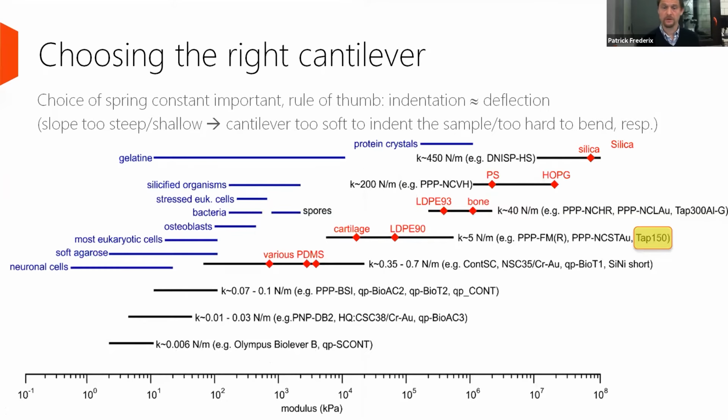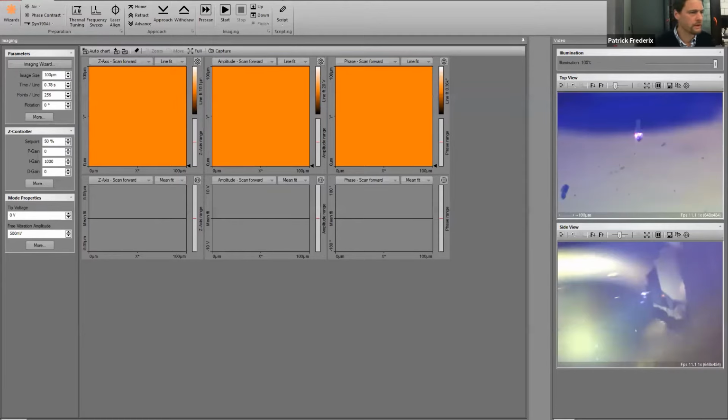Choosing the right cantilever, we know from measurements that these samples are in the 100 to 1000 kilopascal range. And for that, I decided to take a TAP 150 cantilever from Budget Sensors. So with this, I end the presentation part, and let me now go to the NanoSource software, which you should see now.